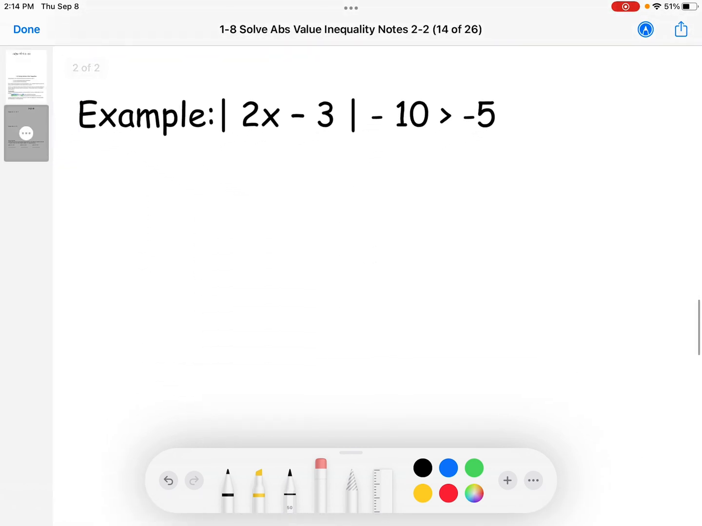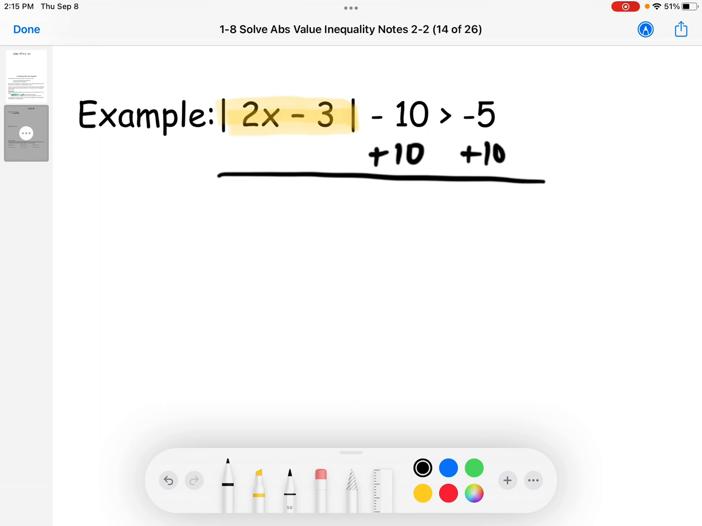Something that is the same as our previous section is that the first thing we need to do is get this part completely by itself. Something that's going to be true for all of our absolute value problems is that we need to get the absolute value part, the part inside those absolute value vertical bars, completely by itself on one side of the inequality. So we need to get rid of the minus 10 at the end. How do we do that? Well, we add 10. Remember your golden rule of algebra: what you do on one side, you must do to the other side. So we go plus 10 on both sides.